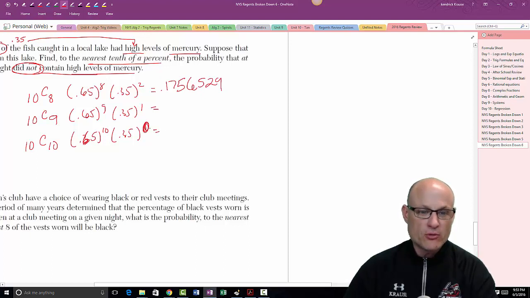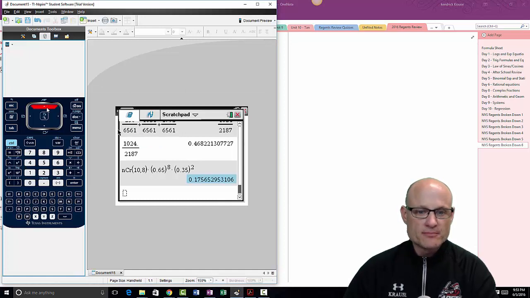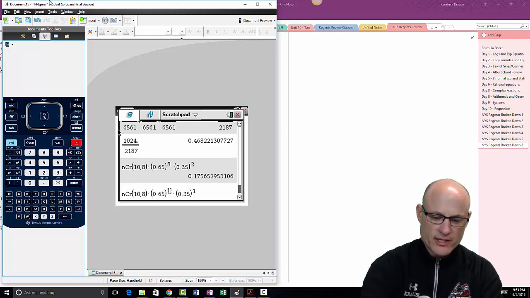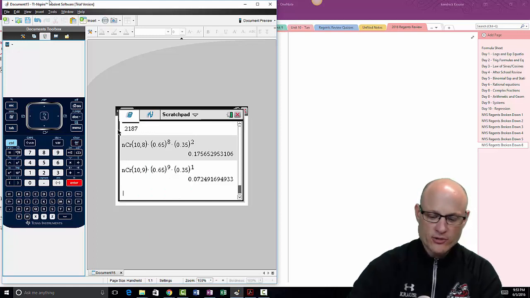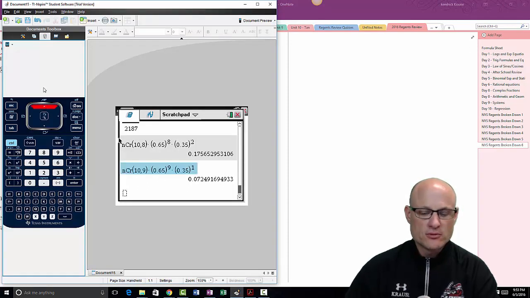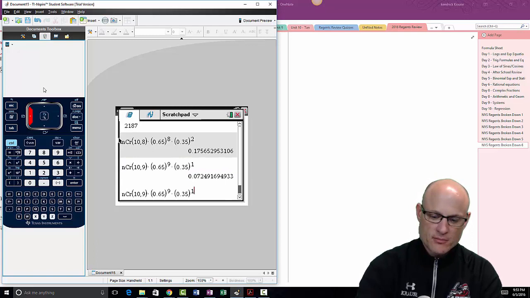Ooh, by the way, this should be a 0. Ooh, almost made a mistake. Hit the up arrow. Enter. Changes to a 1. Changes to a 9. Changes to a 9. And enter. 0.07249169. And finally, one last one here. 0. You have to change all these numbers because if you just miss one of them, you're going to mess it up.